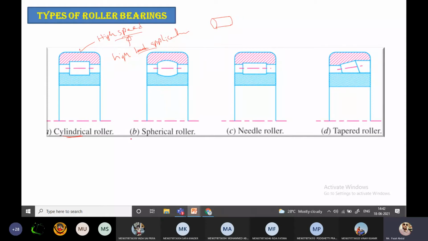Coming to the spherical roller, as the name indicates, the roller is spherical, and the inner ring and outer ring have small grooves in the same manner as the roller. With this, whatever shaft deflections are generated can be overcome easily. And the needle bearing is one where, instead of a larger diameter roller, a small diameter roller is used. The name indicates needle rollers.